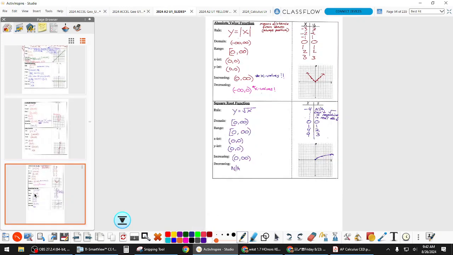Another one that was like that was our absolute value function. It started at zero and went to infinity. Okay? Similar here in terms of the range. This was the square root function, started at zero and went to infinity.